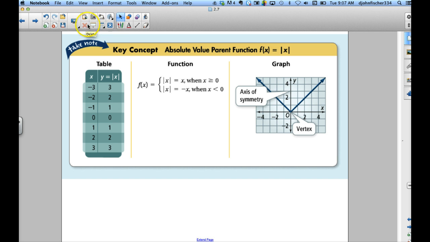So, let's look at a couple more concepts. Key concept: the absolute value parent function. That means the original function is absolute value of x. If they give us this function notation, here's our table of values. Everything's positive. Notice here, I always think about is this the slope of 1. We're going to start at 0, 0, go up 1 over 1 all the way through. That's what the absolute value function looks like.